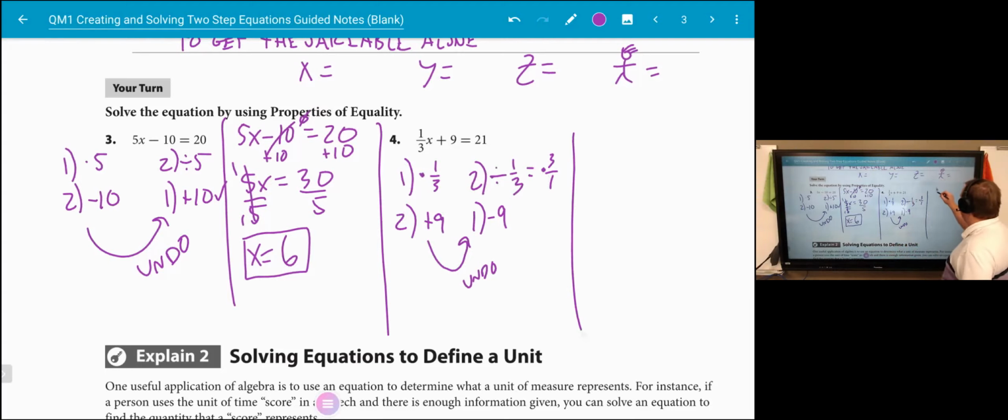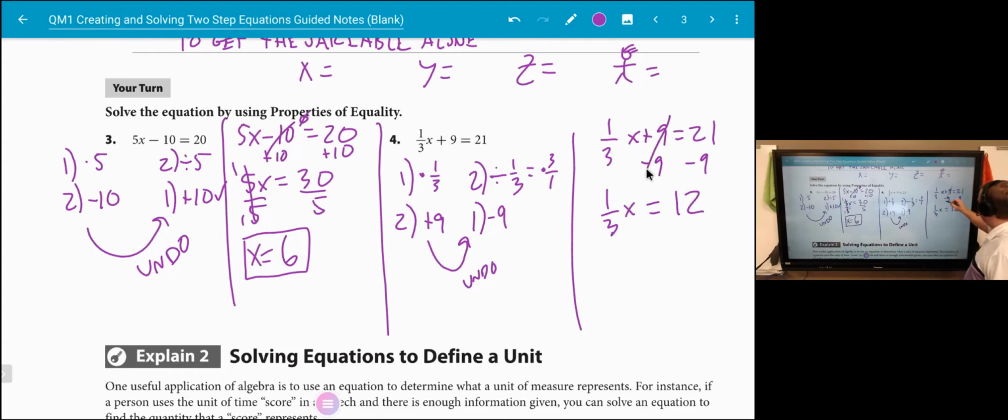I'm going to rewrite it. 1/3 x plus 9 equals 21. My first undo step says I need to subtract 9 from both sides. 1/3 x equals 12, because this simplifies to 0, and 21 minus 9 is 12. That's that step done. Now the second step says I need to multiply both sides by 3/1.